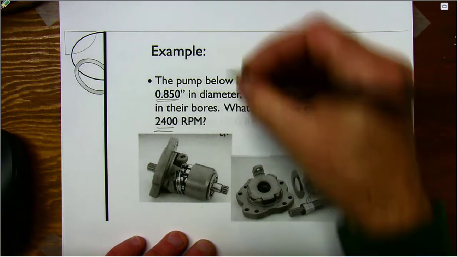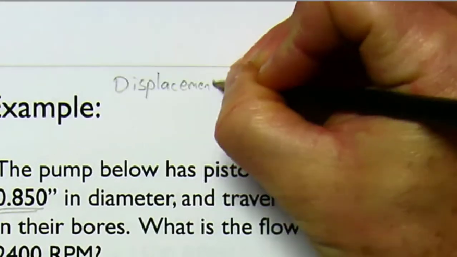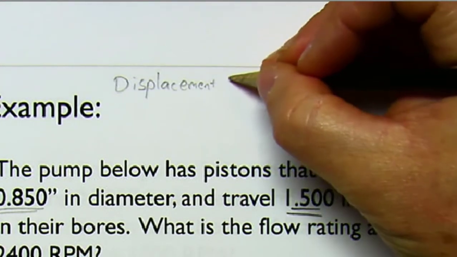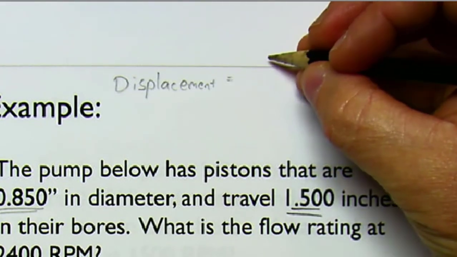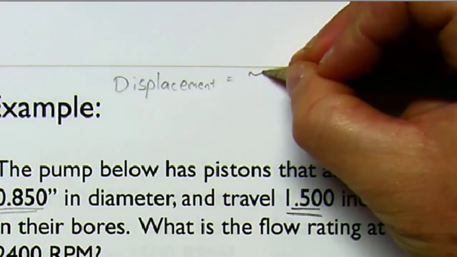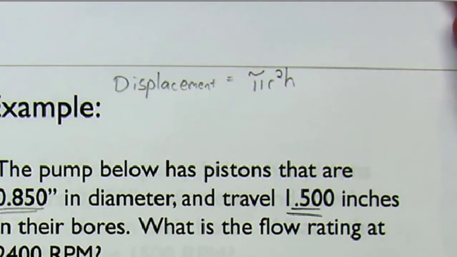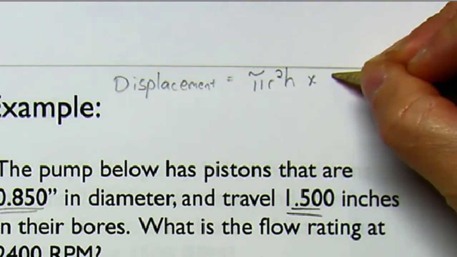Well, here we go. Let's find our displacement. The displacement, since we're dealing with a cylinder here, we're going to be dealing with pi times radius squared times the height for each cylinder, and then we'll multiply that by the number of cylinders.